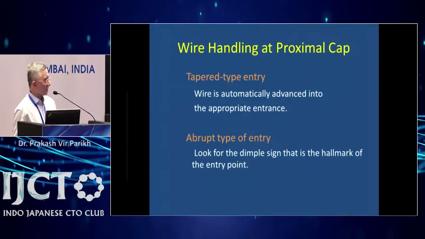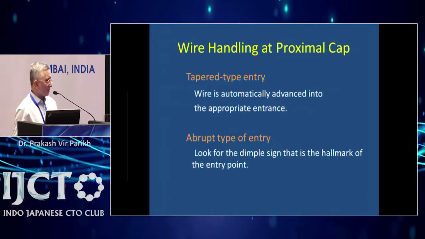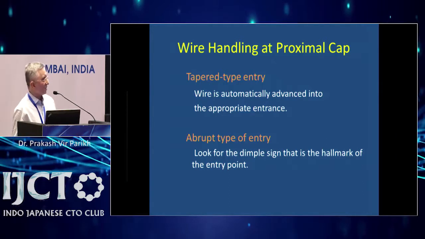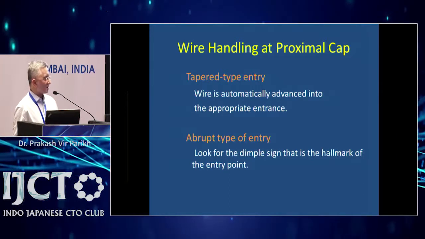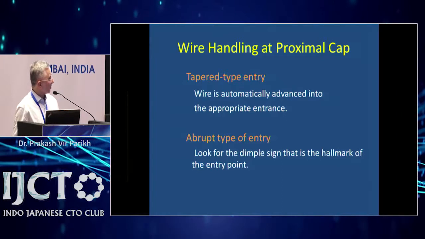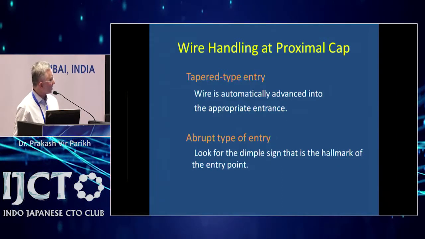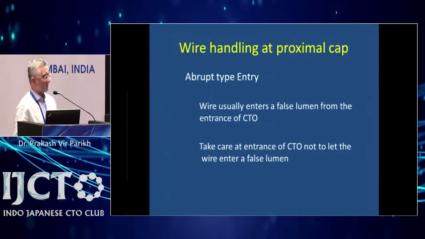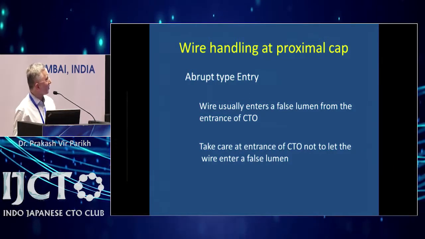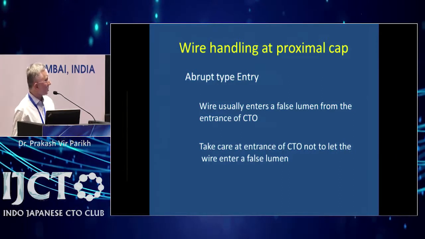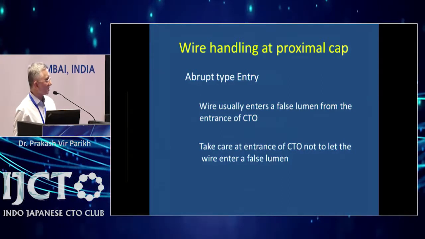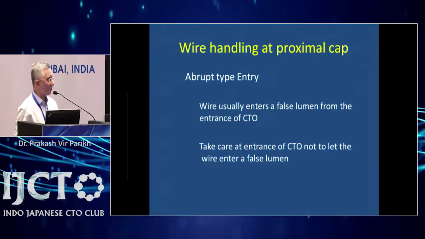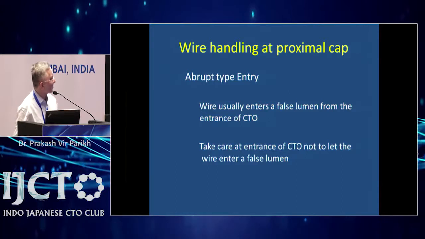Wire entry at the proximal cap is very important. When it's a tapered type of entry, you can easily enter the correct space, the intimal space. But when it's an abrupt type of entry, it's very difficult. Looking for the dimple sign is one of the hallmarks of the entry point. And the wire often enters the false lumen from an abrupt type of proximal cap. So always take a lot of precautions when you are handling this kind of proximal cap, where the wire can easily go in the false lumen if you manipulate the wire very aggressively.